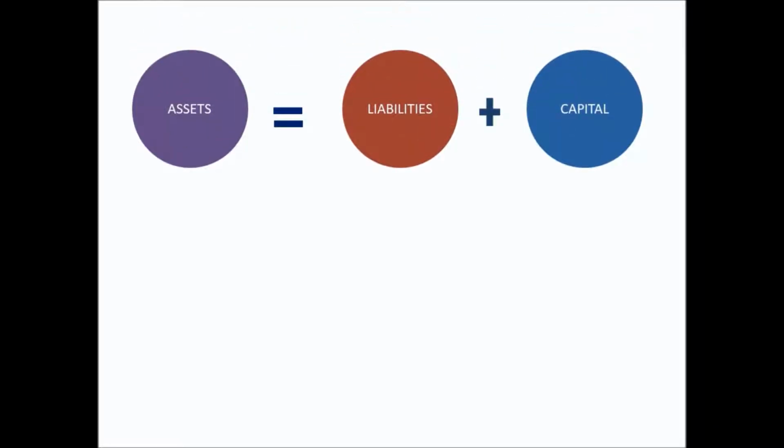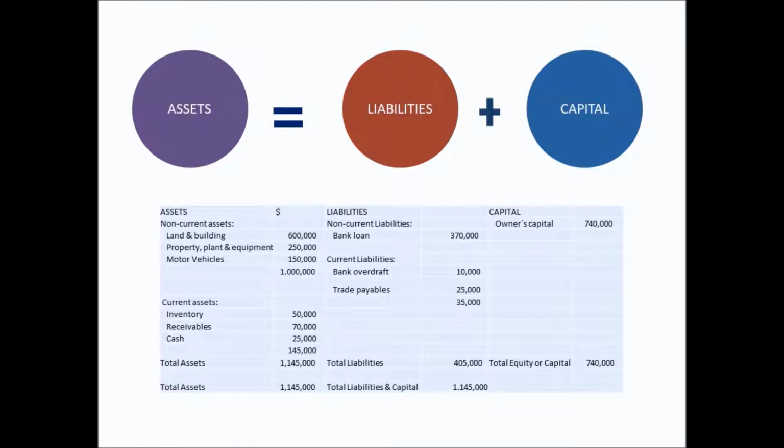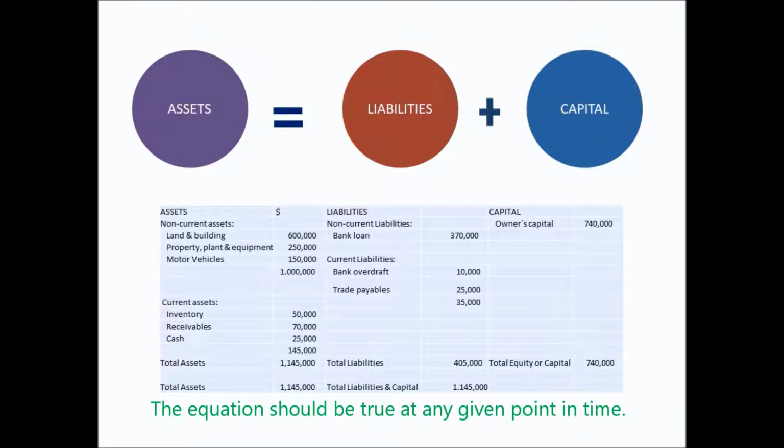Okay, so let's put together the accounting equation and the horizontal view of the balance sheet. So total assets is 1.145 million, the liabilities is 405 and the capital or stockholders' equity is 740. So remember, the assets equals liabilities plus capital should be equal at any point in time.